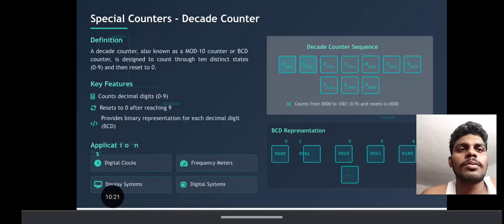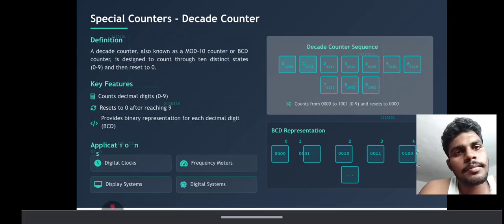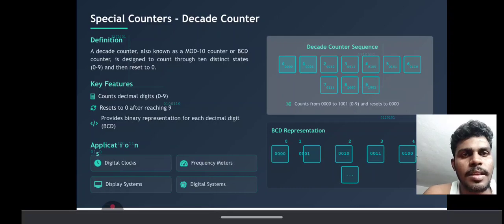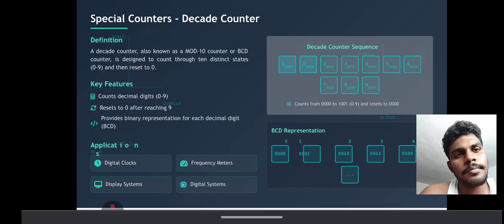Special counters. The decade counter, also known as the MOD-10 counter or BCD counter, is designed to count through 10 distinct states, 0 to 9 in decimal. After reaching 9, it resets to 0. It provides a binary representation for each decimal digit, BCD. Applications: digital clocks, frequency meters, display systems, digital systems.